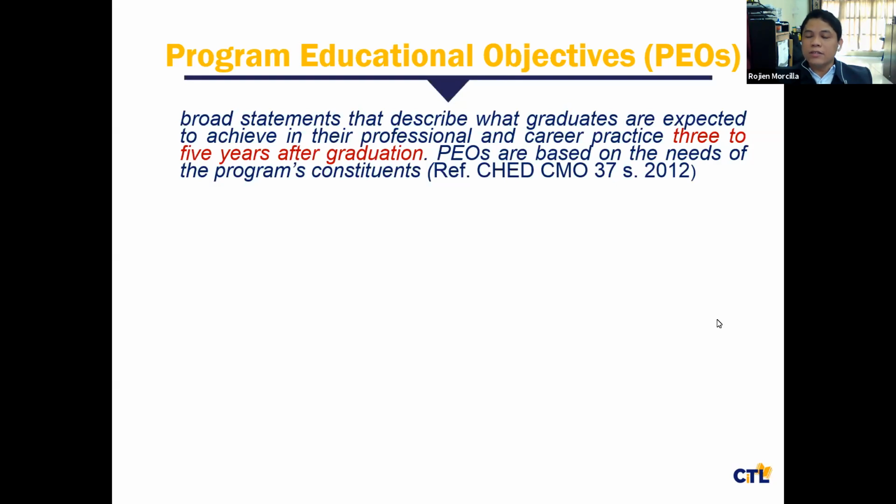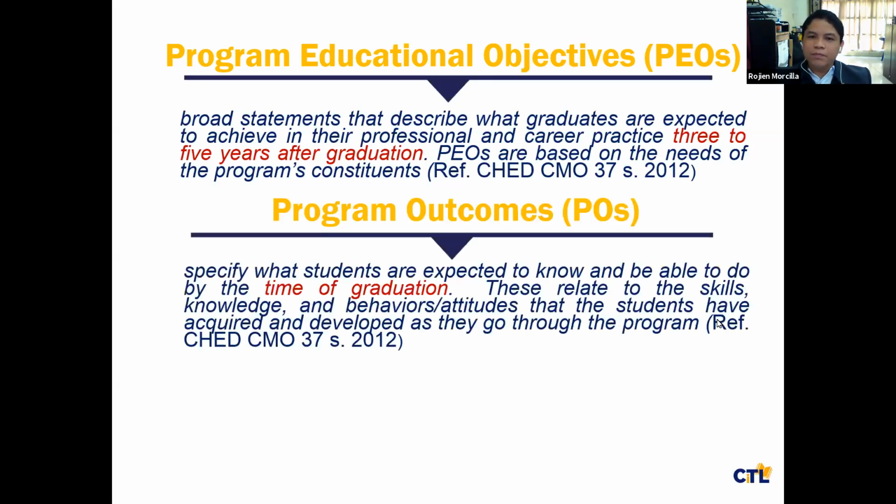So this should be clear because when we evaluate PEOs, it is after they graduate. It is clear that it is 3 to 5 years after graduation that we evaluate our graduates to see if they have achieved our program educational objectives.